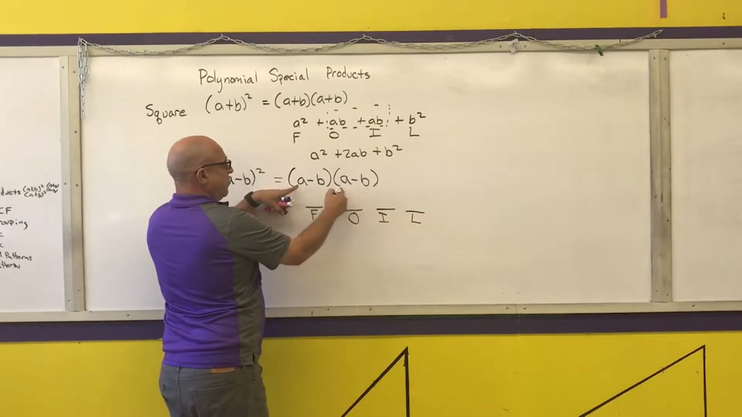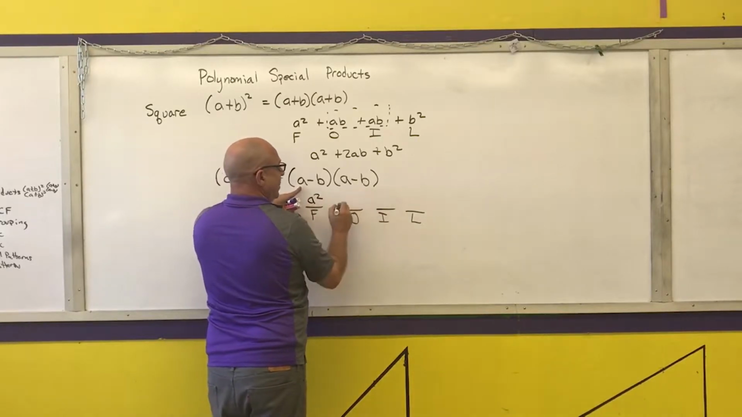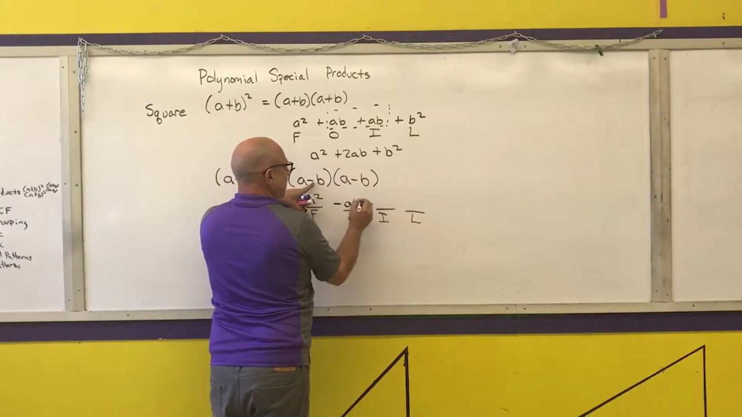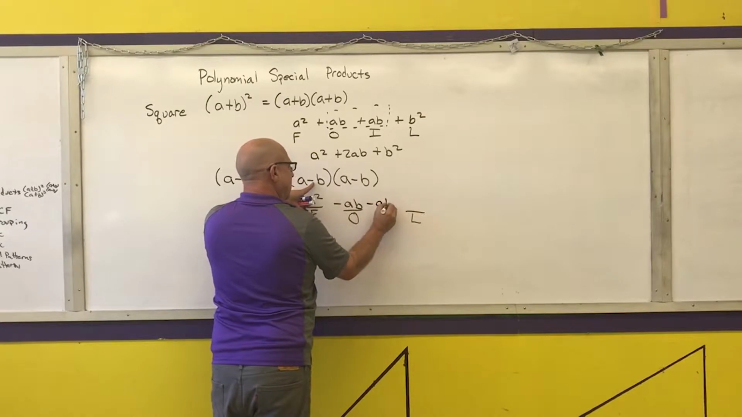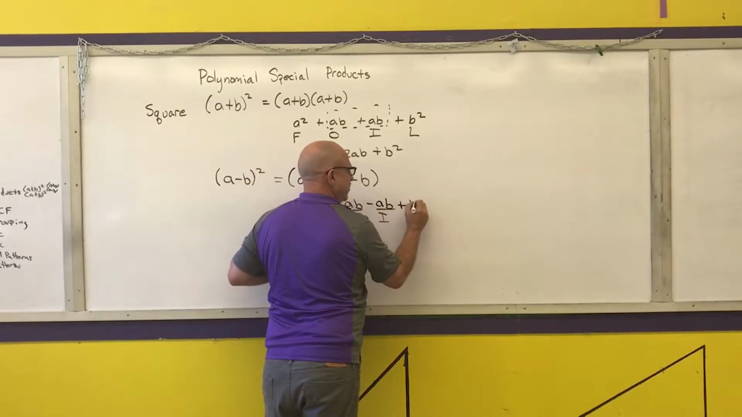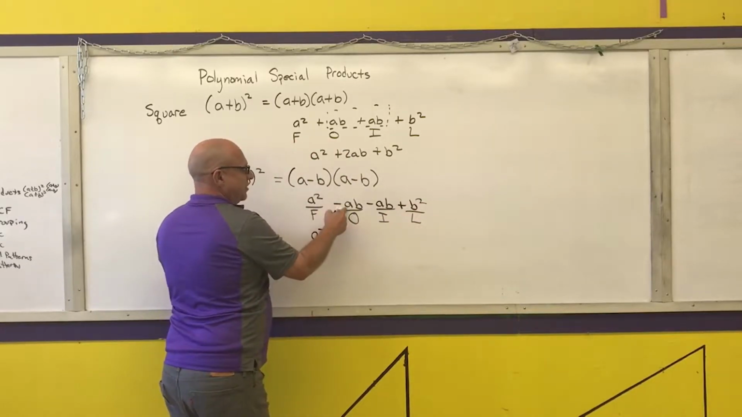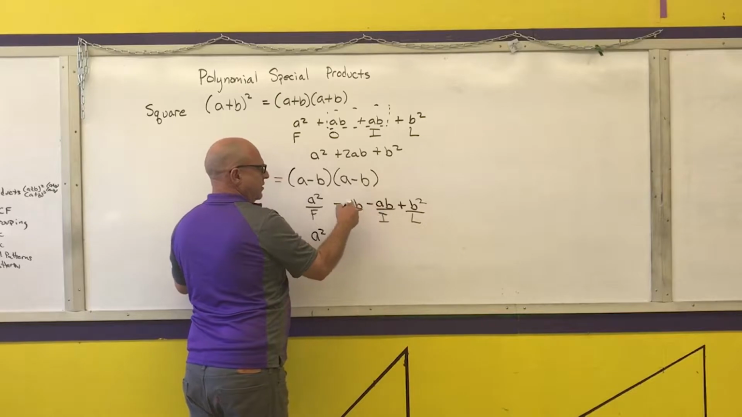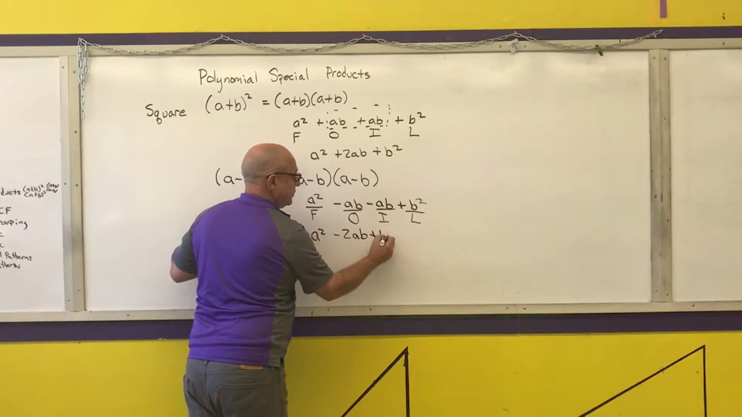A times a is a squared. A times negative b is negative ab. Negative b times a is negative ba, which is the same as negative ab. And negative b times negative b is a positive b squared. Combining the middle terms, negative 1 of something minus another of that something is negative 1 minus 1, which is negative 2 of those somethings, plus b squared.